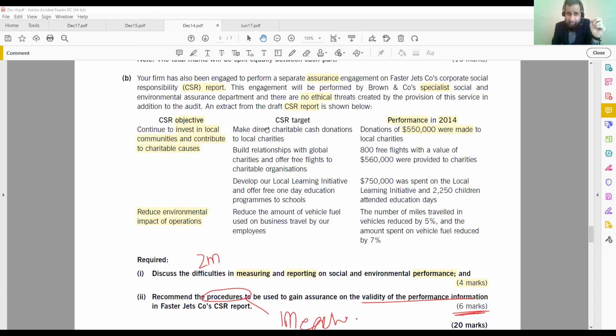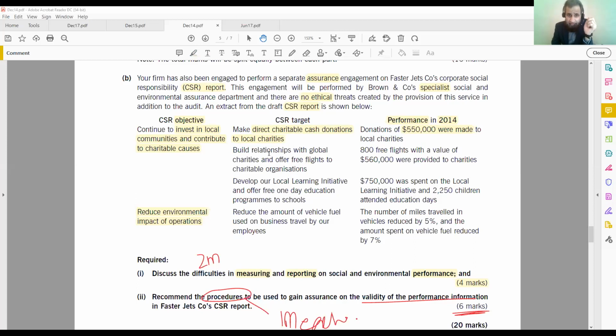So they have made direct charitable cash donation to local charities, right? So they've given cash donations, right? So we can look at the cash books. We can look at the donation slips. So look at the center column. The center column will be helping you exactly how would you make procedure in the last column. So the center column is important, right? So cash donations. So can I review the cash books, right? Can I review the donation receipts for the first point? Very good.